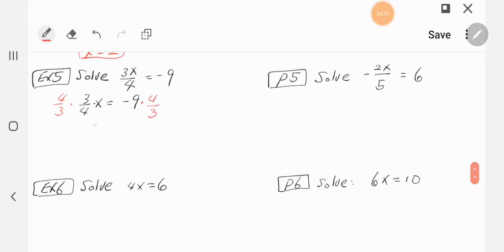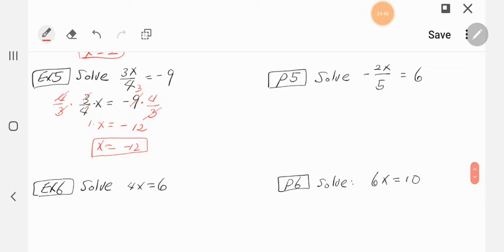All right, then we can cancel out. The 4 cancels out. It becomes 1 times x. 1 times x is x. And the negative stays. Reduce. So 3 times 4 is 12. So x equals negative 12. This is the solution. Okay, let's try the same thing.